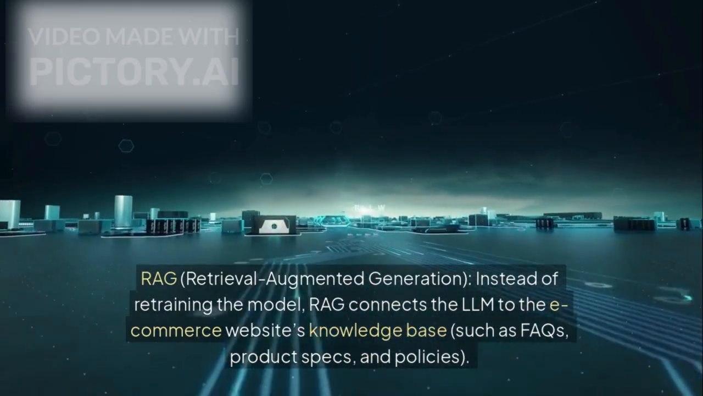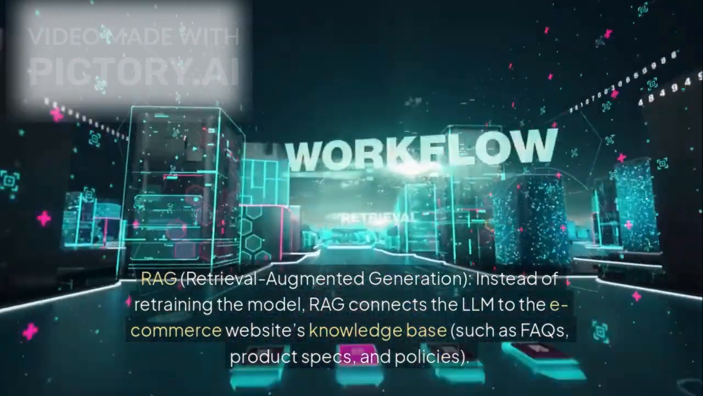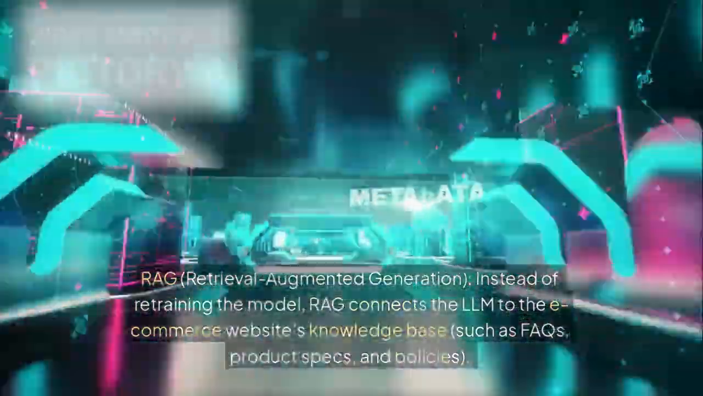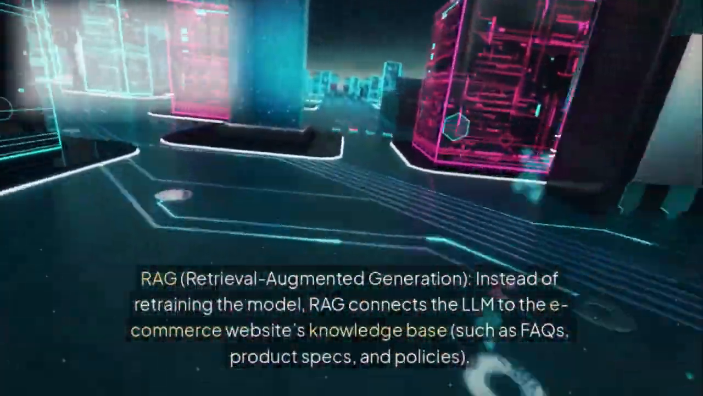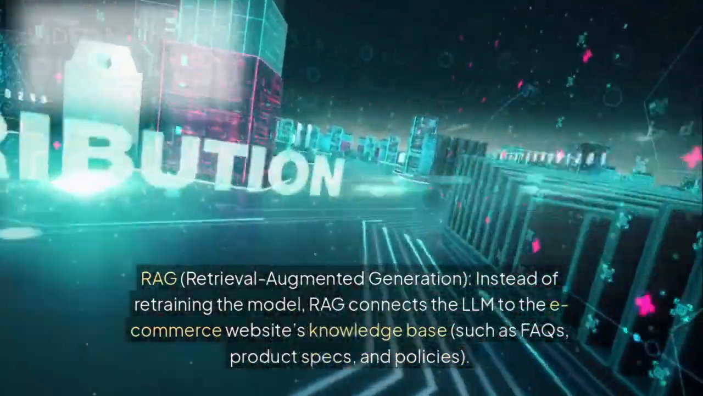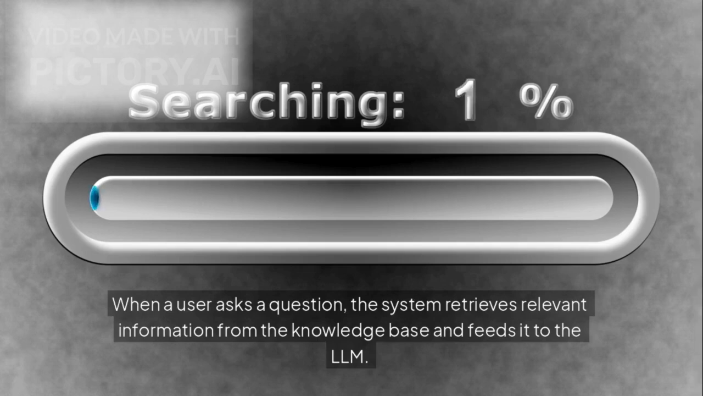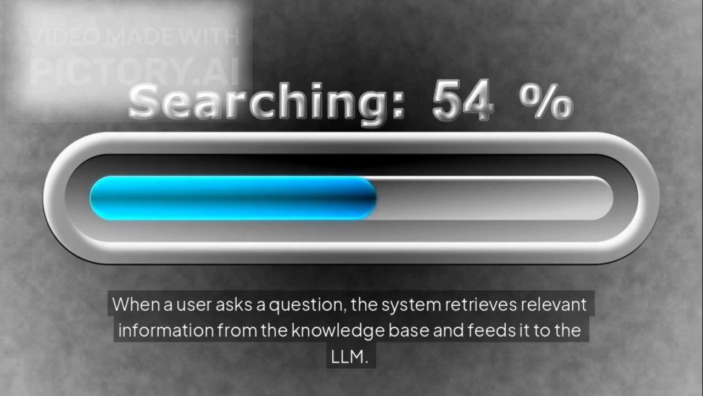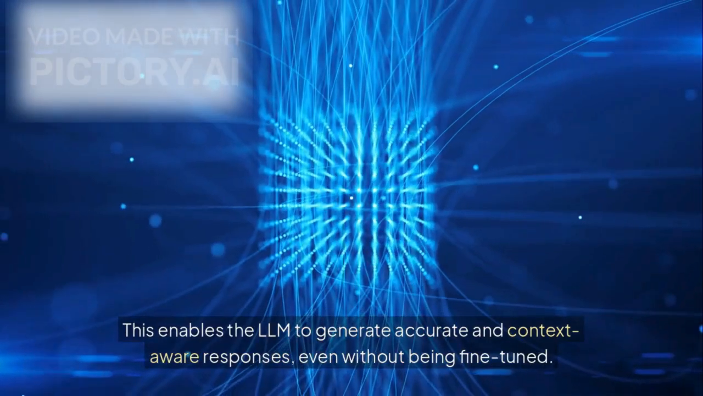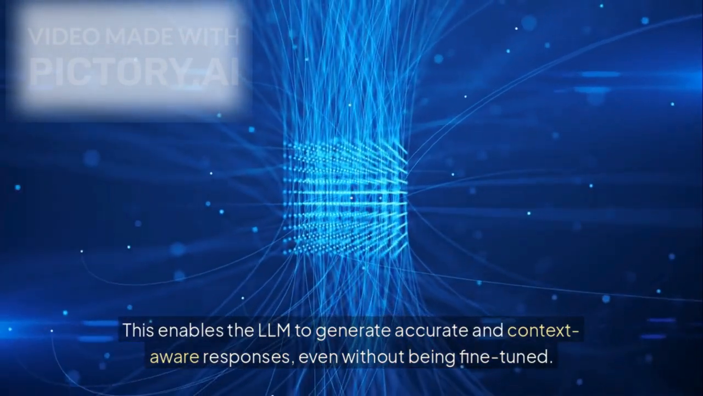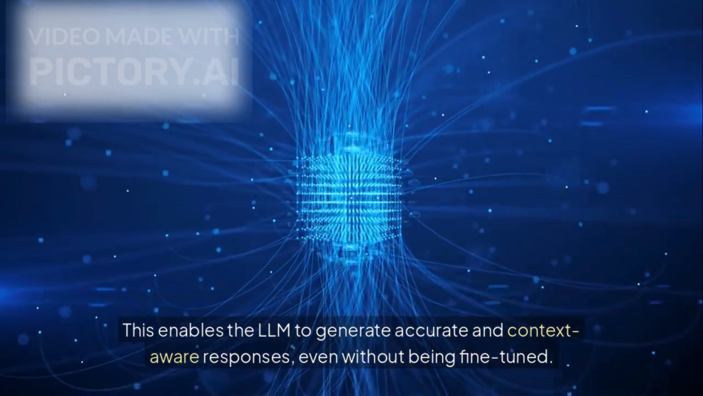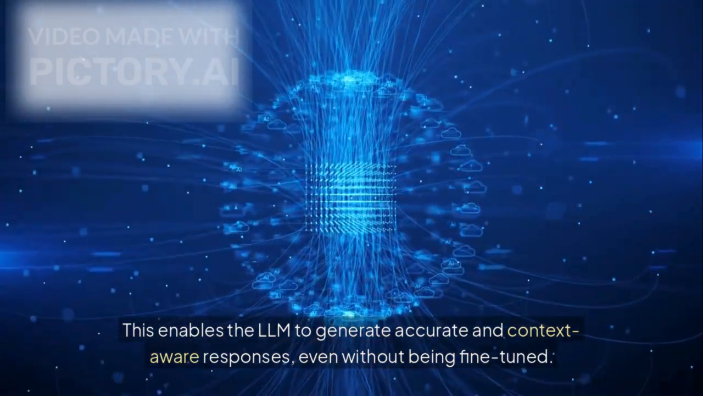RAG, Retrieval Augmented Generation. Instead of retraining the model, RAG connects the LLM to the e-commerce website's knowledge base, such as FAQs, product specs, and policies. When a user asks a question, the system retrieves relevant information from the knowledge base and feeds it to the LLM. This enables the LLM to generate accurate and context-aware responses, even without being fine-tuned.